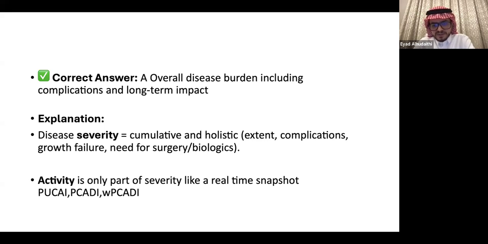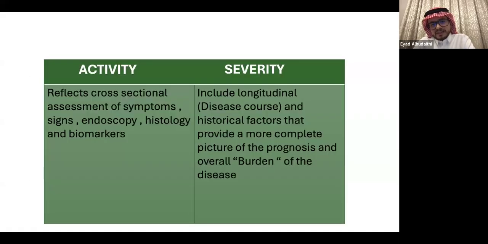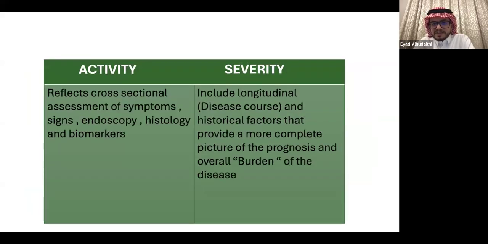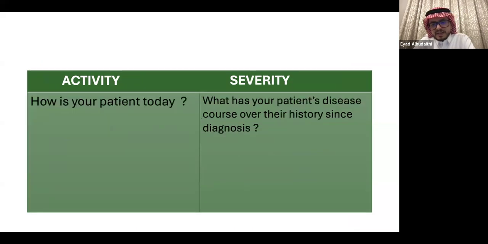This is the importance of differentiating between these two. And again, activity reflects cross-sectional assessment of symptoms, signs, endoscopy, histology, and biomarkers. And you can ask about it, just for example, how is your patient today? While severity is the longitudinal disease course and historical factors that provide a more complete picture of the prognosis and overall burden of the disease.